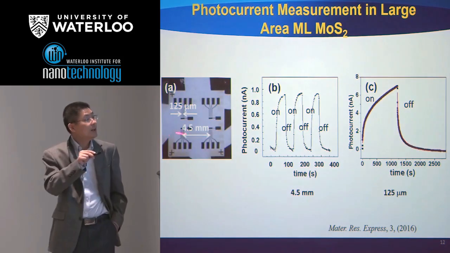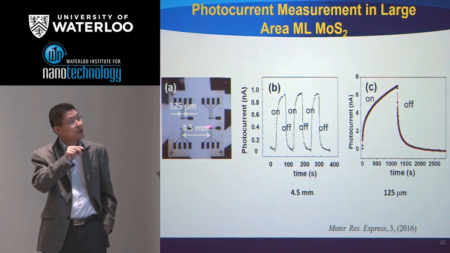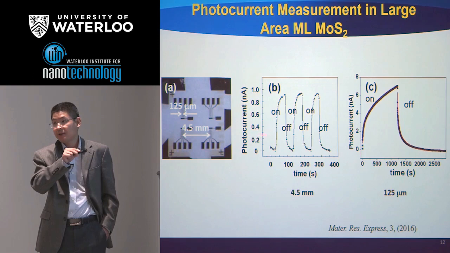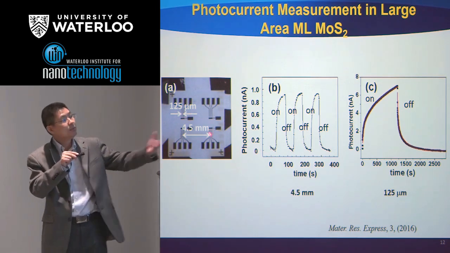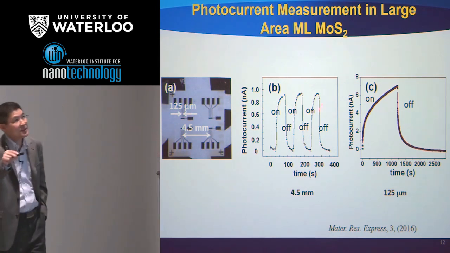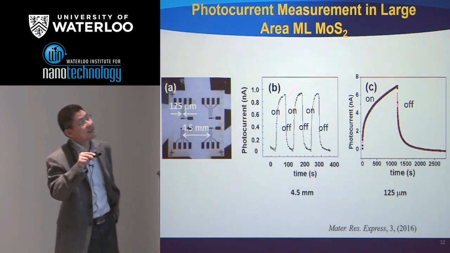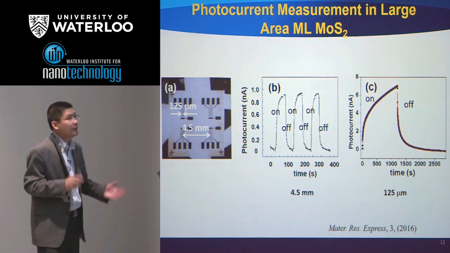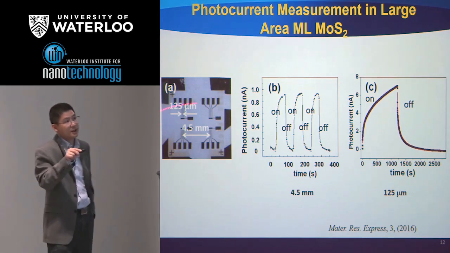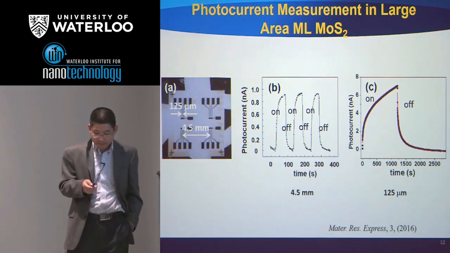And we also did some quick checks using some simple electric transport devices. We measure the photocurrent. We shine light to measure the photocurrent, and we see that the photocurrent actually scales with the size of the device. So we ensure that this monolayer is a continuous monolayer.